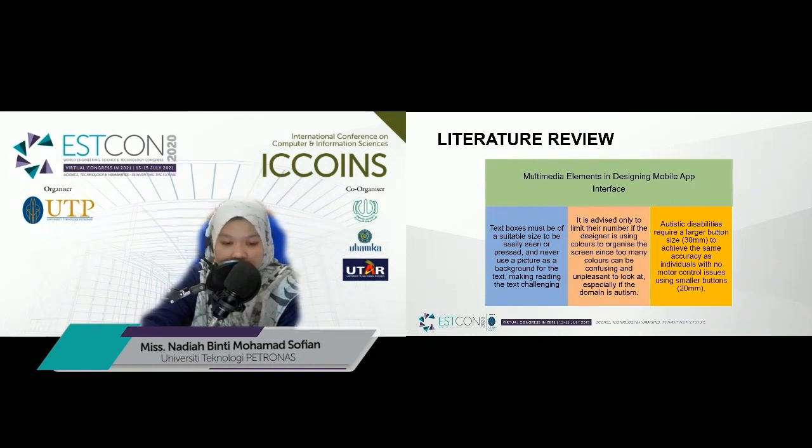According to the American National Standard Institute or ANSI, they have recommended interfaces for touchscreen devices with a button size of at least 9.5 mm with a 3.2 mm gap between buttons. This standard requirement is for the regular user. However, in this research, we focus on autistic children. Thus, autistic disabilities require a large button size of at least 30 mm or 3 cm to achieve the same accuracy as individuals with no motor control issues, whereby they are using smaller button, which is 20 mm. Thus, to reduce the time to complete the task, the button size need to be increased.